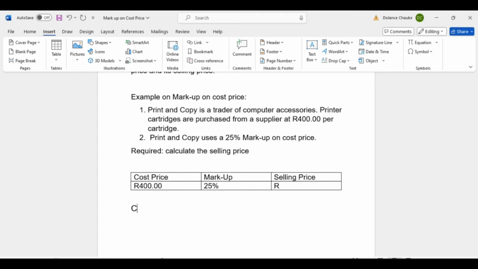CP is our cost price, and it is equal to 100%. You determine the percentages first, and that 100% is the principle: whenever markup is determined on cost price, the cost price is equal to 100%. It does not change. Whether the cost price of the cartridge was 500 rand or maybe 1,000, for as long as we are dealing with markup on cost price, the cost price is still going to be 100%.